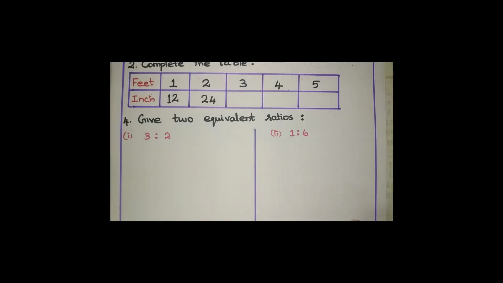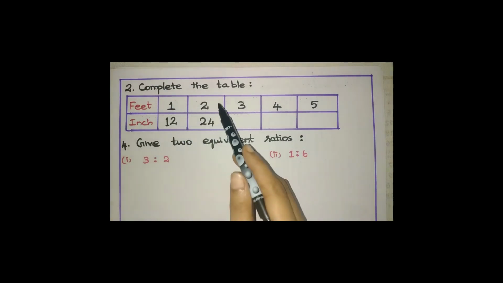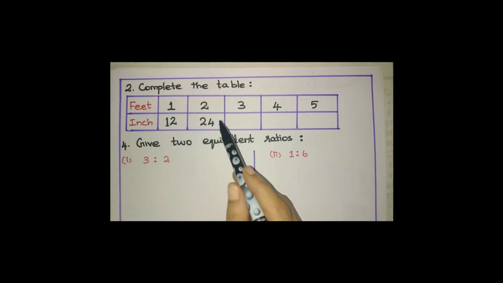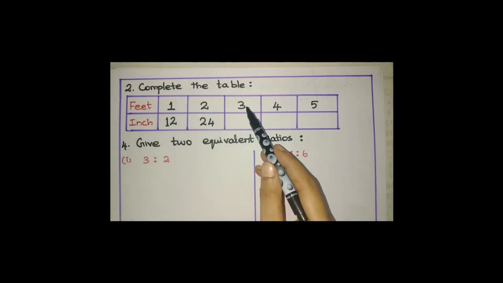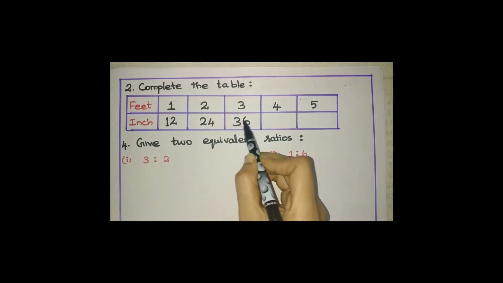Now we will move on to the next problem. So let's read the second problem. What is given? You have to complete the table. This problem is also kind of equivalent ratios. So 1 feet is equal to 12 inch. So 2 feet is equal to 2 12s are 24. 1 feet is 12 inch. So 2 feet means 2 into 12 you will get 24. So 3 feet means 3 into 12. 3 12s are 36. Yes, very good.